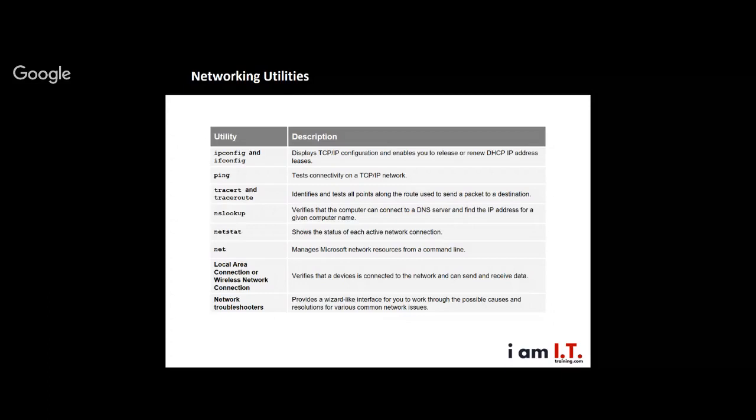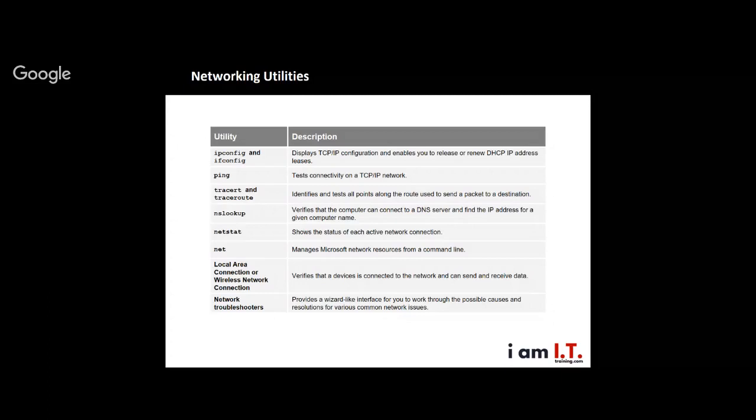Now, netstat is next, and it's going to show us the status for every active network connection. It's going to display the statistics for protocol, address, and a little bit more information for every active device. Anything that's connected to the network, you can find that info there.